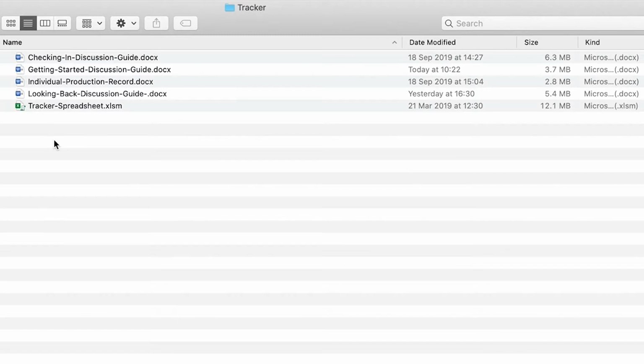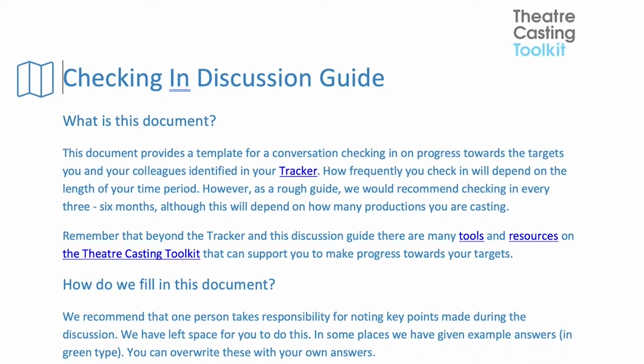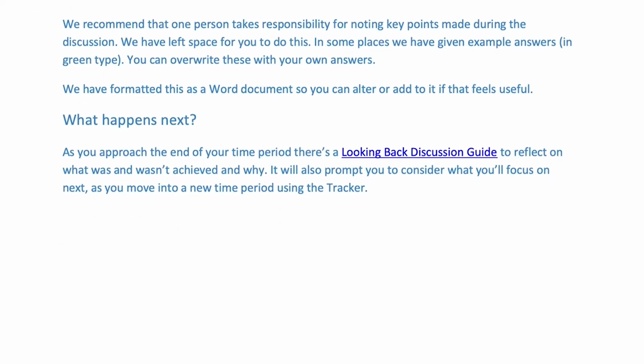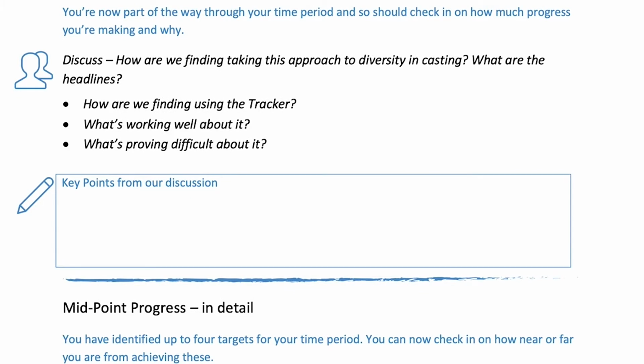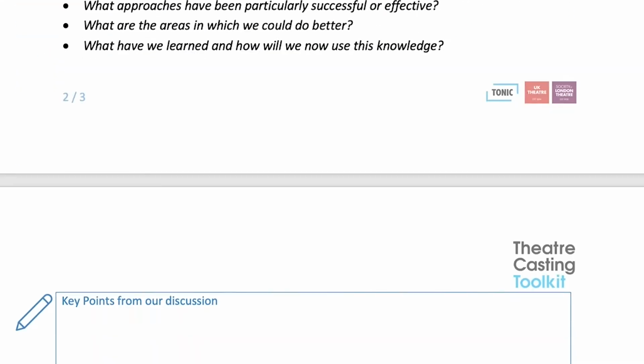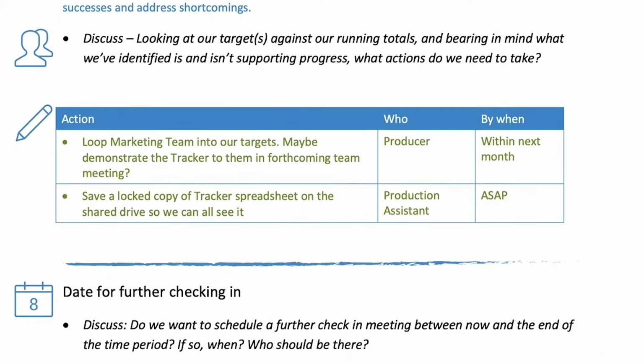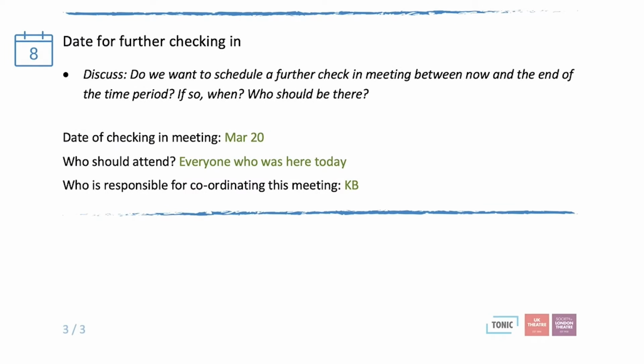Again, there is a discussion guide to help you with this part of the process and to support you to stay on track. The checking in guide in the zip file can be used by you and your colleagues once or multiple times throughout the time period to measure where you are, to identify what's working well, and to consider where you may need to change tack.